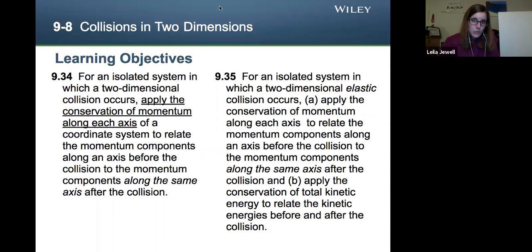The very last section will be looking at collisions in 2 dimensions coming up soon.